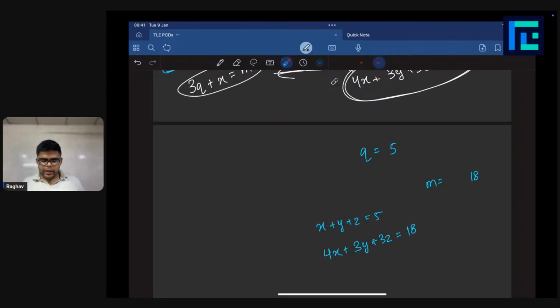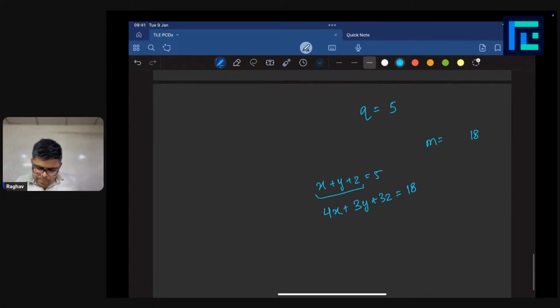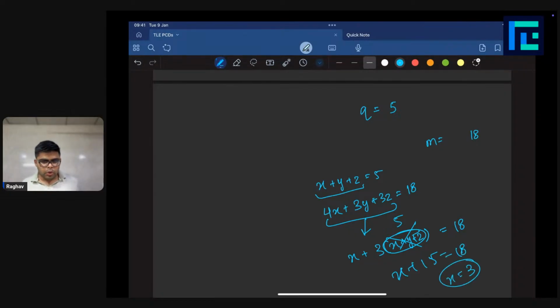So what I can do is, first of all, I know that x plus y plus z is 5. So I can rewrite this thing as x plus 3 into x plus y plus z equal to 18. Now I can replace this x plus y plus z with 5. So I got x plus 15 equal to 18, from where I can just say that x must be equal to 3.